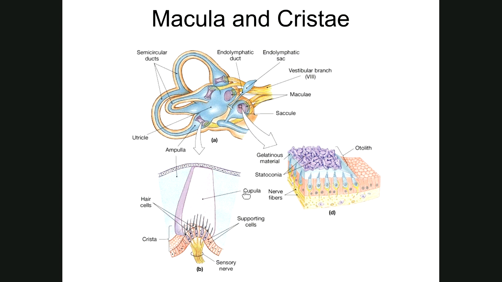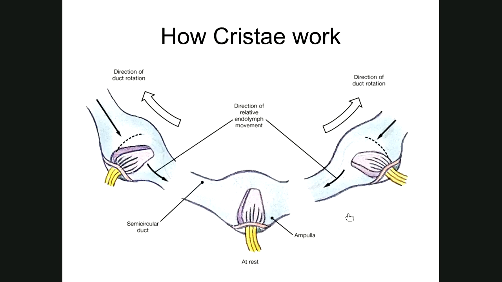Now, when movement through space occurs, when you move, we'll see it here, endolymph flows past the crista and causes the cupula to be displaced. It causes it to bend over to the side. This distorts or pulls on the hairs, pulls the cilia of the hair cells, which cause an impulse to be generated and sent by way of the vestibular branch of the vestibulocochlear nerve, number 8, to the brain for interpretation of movement in a particular direction.